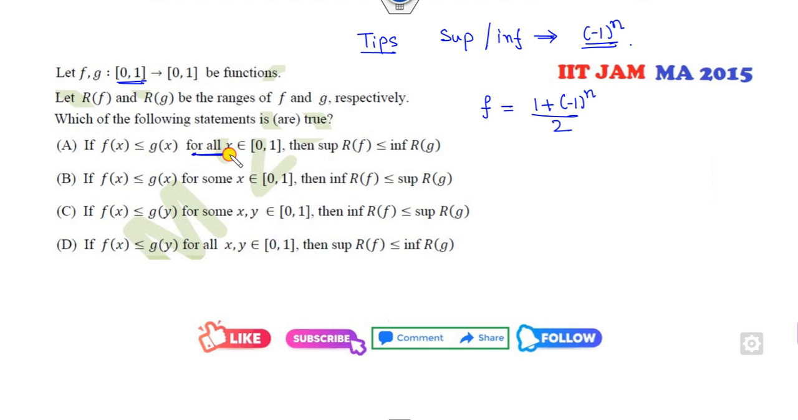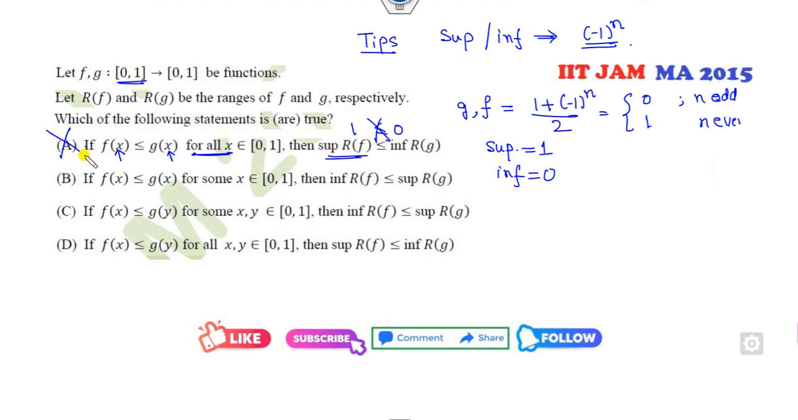First case, for all x, it is also x. So I can choose f and g both as the same function. Then what is the supremum of this? This value will be either 0 when n is odd and 1 if n is even. So supremum will be 1, infimum is 0. So you can see 1 is less than 0, not possible. Now he said for some. Now both have different conditions. For some, it said for all, but this example is not applicable here because it said for some.